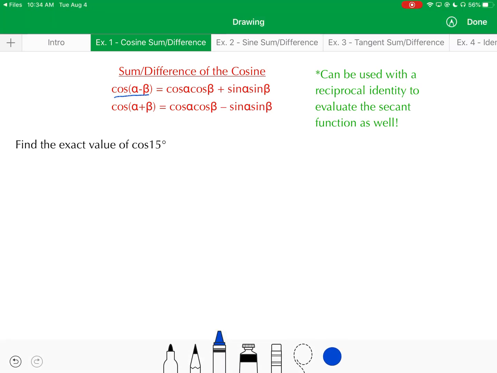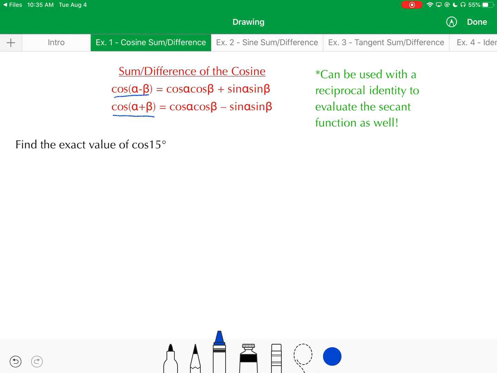So cosine of an angle alpha subtracted by an angle beta, notice that's equivalent to cosine of the first angle alpha times cosine of the second angle beta, added with sine of the first angle alpha times sine of the second angle beta. And then your second formula is the sum formula. Notice it's pretty much the same as your difference formula, except now you have subtraction in between cosine alpha, cosine beta, and sine alpha, sine beta.